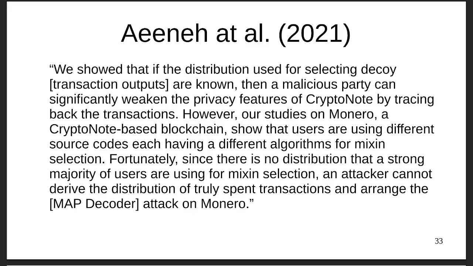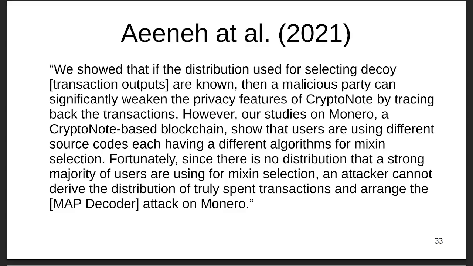The INL paper, which proposed the MAP decoder attack, knows this problem. The paper says, "We show that if the distribution used by selecting decoy transaction outputs are known, then a malicious party can significantly weaken the privacy features of CryptoNote by tracing back the transactions. However, our studies on Monero, a CryptoNote-based blockchain, show that users are using different source codes, each having a different algorithm for mix-in selection. Fortunately, since there is no distribution that a strong majority of users are using for mix-in selection, an attacker cannot derive the distribution of truly spent transactions and arrange the MAP Decoder attack on Monero."